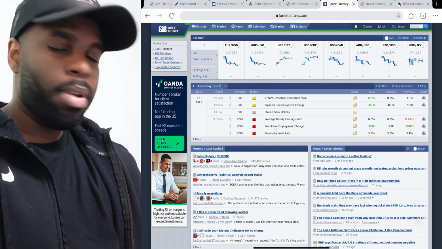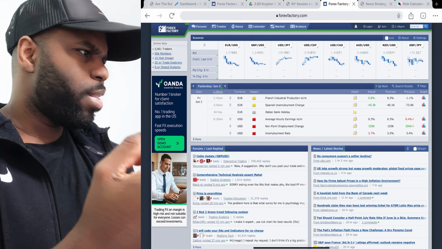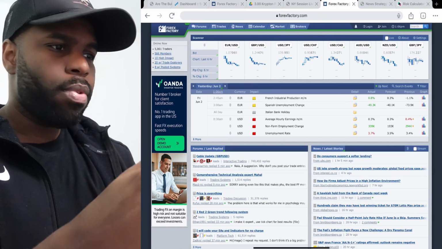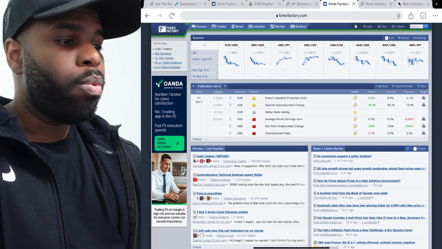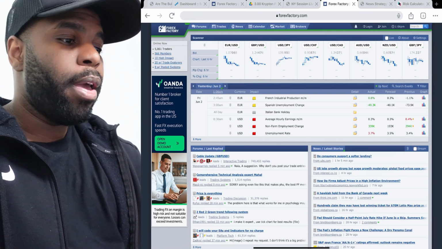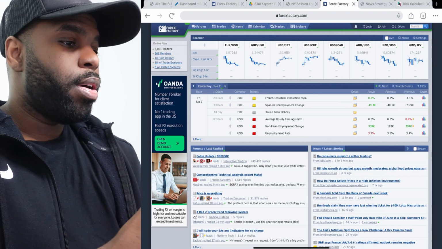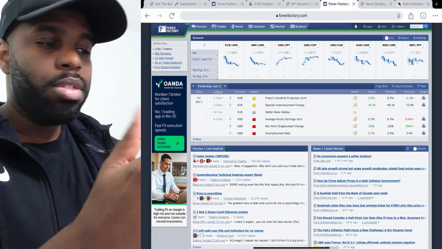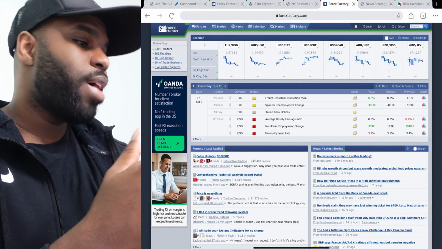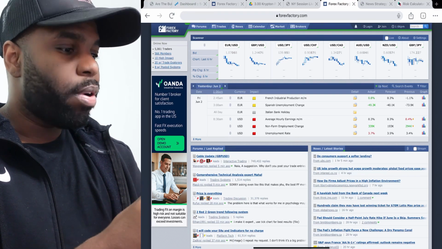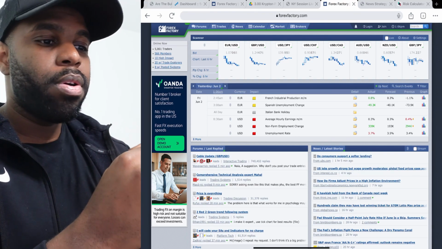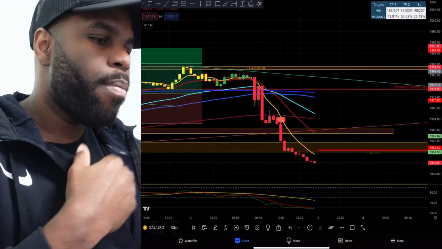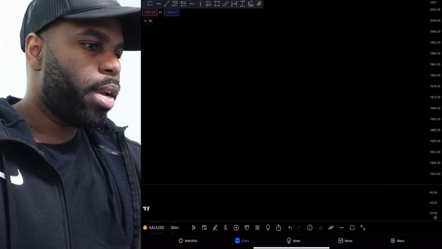So the next time NFP comes around, I think July the 7th is the next NFP, go to forexfactory.com, wait for the news to come out, and look at the actual. If the actual is higher than the forecast, then it's bullish for USD. If the actual is lower than the forecast, then it's bullish for gold and silver. Hope that makes sense. Now I have my bias when it comes to trading gold.